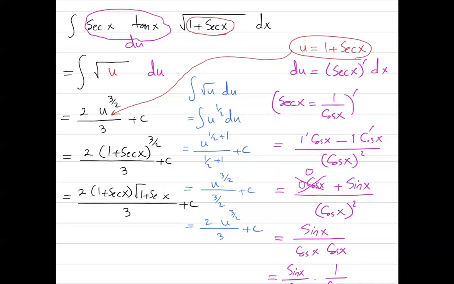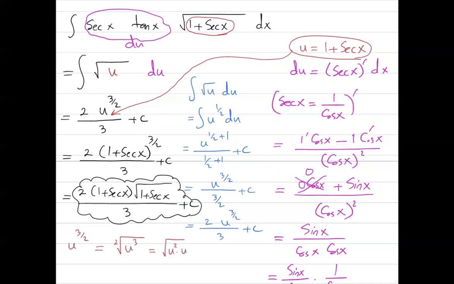Let me write it a little bit nicer. Again, from algebra, remember that if you have u to the power of 3 halves, this is the square root of u to the power of 3, or it can be written as the square root of u squared times u, which in turn is the square root of u squared times the square root of u, or u times the square root of u. That's how we got 1 plus secant x times the square root of 1 plus secant x, and you divide it by 3 plus the constant of integration.